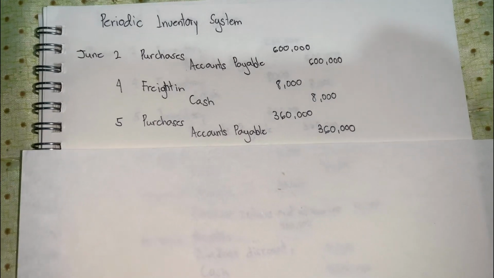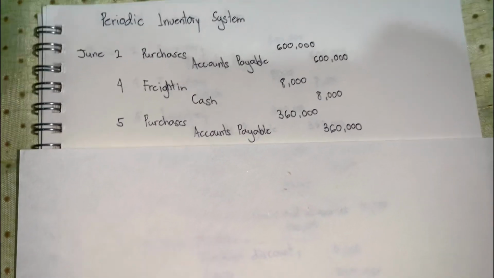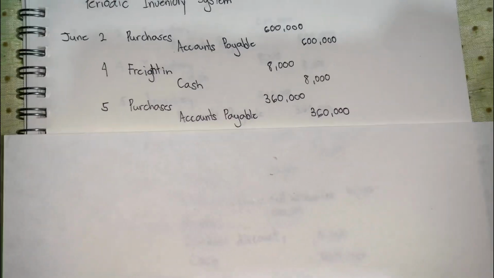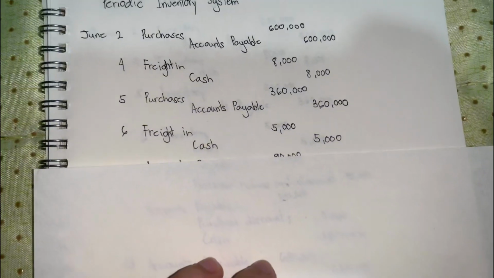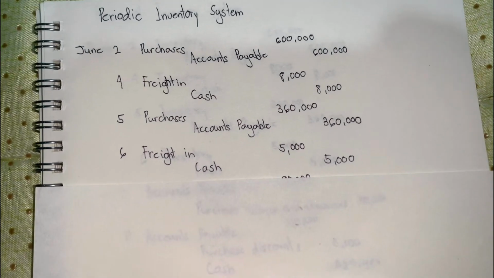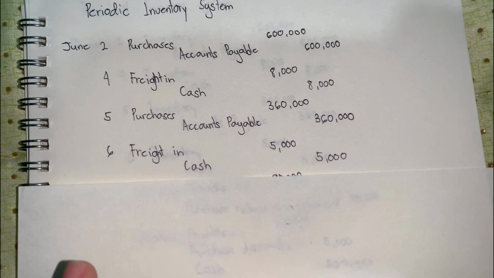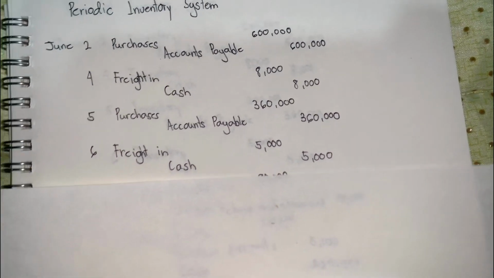So in June 7, or June 6 rather, paid trucking firm 5,000 to ship the tires purchased on June 5. So our entry is the same as June 4. We debit freight in 5,000 and credit cash for 5,000. It's because we paid for the transportation cost.